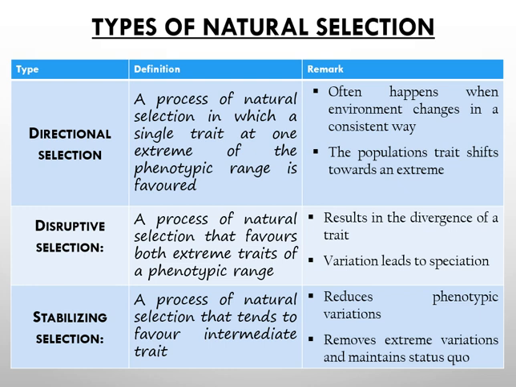And the third type of natural selection is stabilizing selection, which is a process of natural selection that tends to favor intermediate traits. It reduces phenotypic variations and removes extreme variations and maintains a status quo.